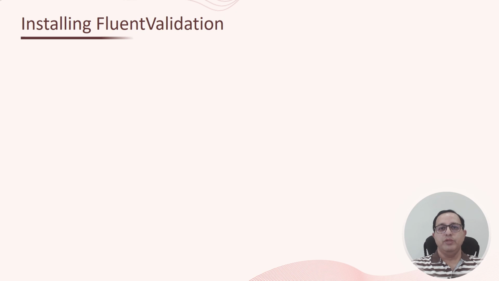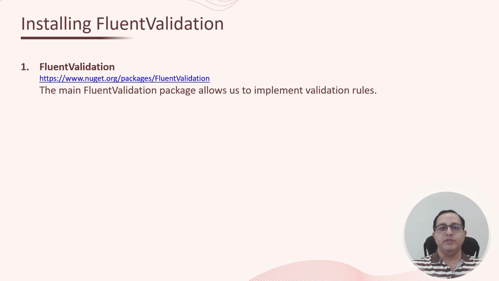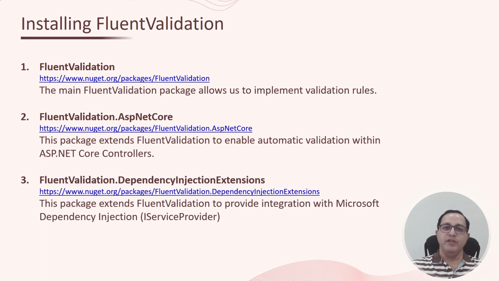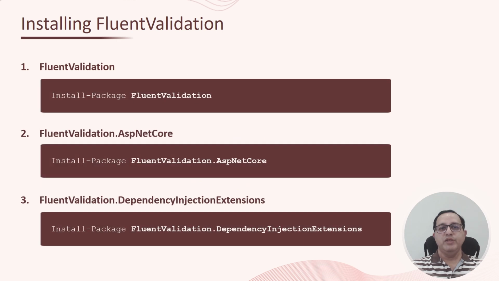To install the Fluent Validation Library, we need to download some NuGet packages. The main package is called the Fluent Validation package, and it has all the core functionality to write the validation rules using this library. If you are building an ASP.NET Core application, then you also need to install the FluentValidation.AspNetCore package. This package extends the Fluent Validation library to enable validation within your ASP.NET Core controllers. There is another package called FluentValidation.DependencyInjectionExtensions, and this package is useful to integrate the Fluent Validation library with Microsoft's built-in dependency injection framework. To install these packages, you can use the install package command inside the Visual Studio Package Manager console.